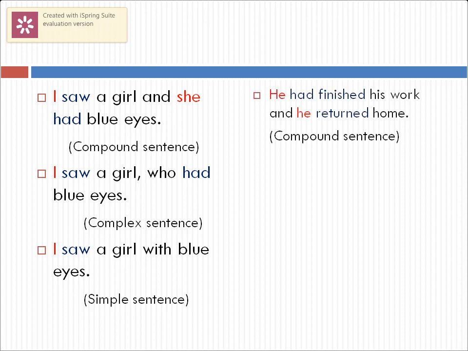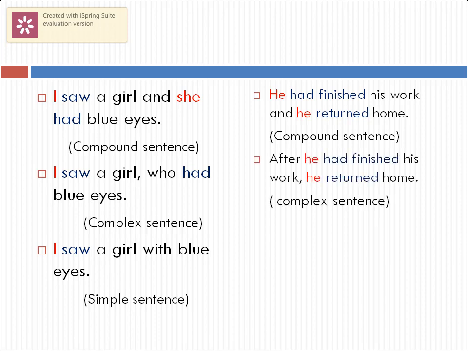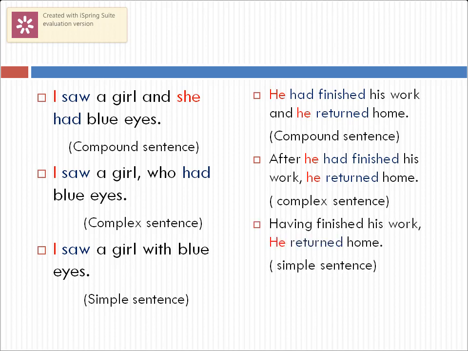We'll look into another example. He had finished his work and he returned home. Now here we have a compound sentence. Both are independent clauses joined by and. We can transform it into a complex sentence. What we have done here is we have removed the coordinating conjunction and replaced it with a subordinating conjunction, after. So now it becomes, after he had finished his work, he returned home. Now you have he returned home, an independent clause, and after he had finished his work, a dependent clause, making it into a complex sentence.